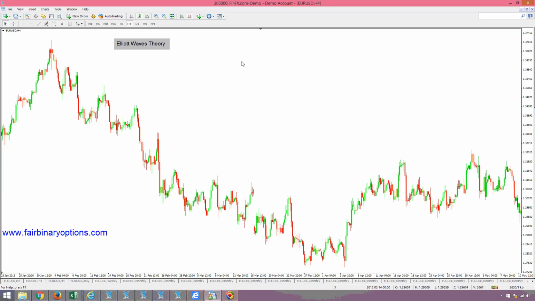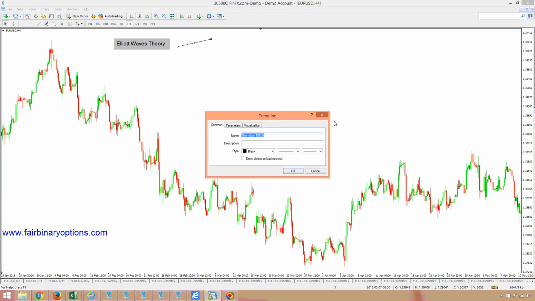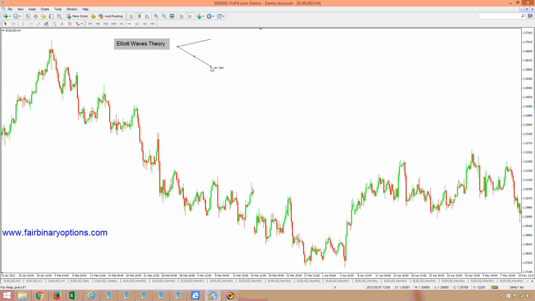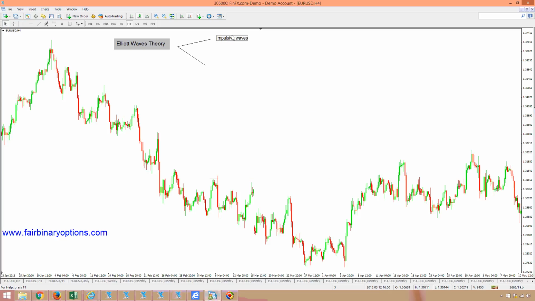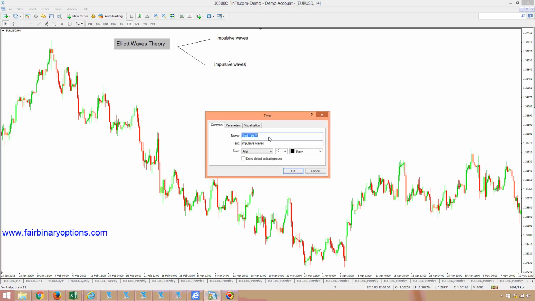Either the move is impulsive or corrective, as simple as that. But if the move is corrective, then you have three possibilities for simple corrections. Three and only three. So with Elliott waves theory we have only impulsive waves, or five-wave structures as they are also being called, and corrective waves.